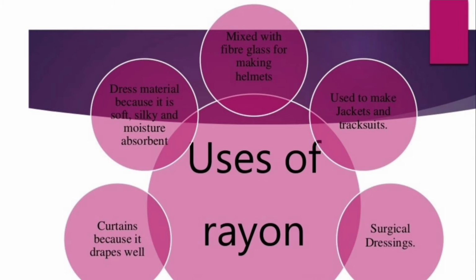Rayon is used in the medical field for bandages and surgical dressings. Rayon is used in the tire industry also. So what are the uses of rayon? Curtains, because it drapes well. Then dress materials. It is even mixed with fiberglass for making helmets. Then it is used to make tracksuits and jackets, and also for surgical dressings.